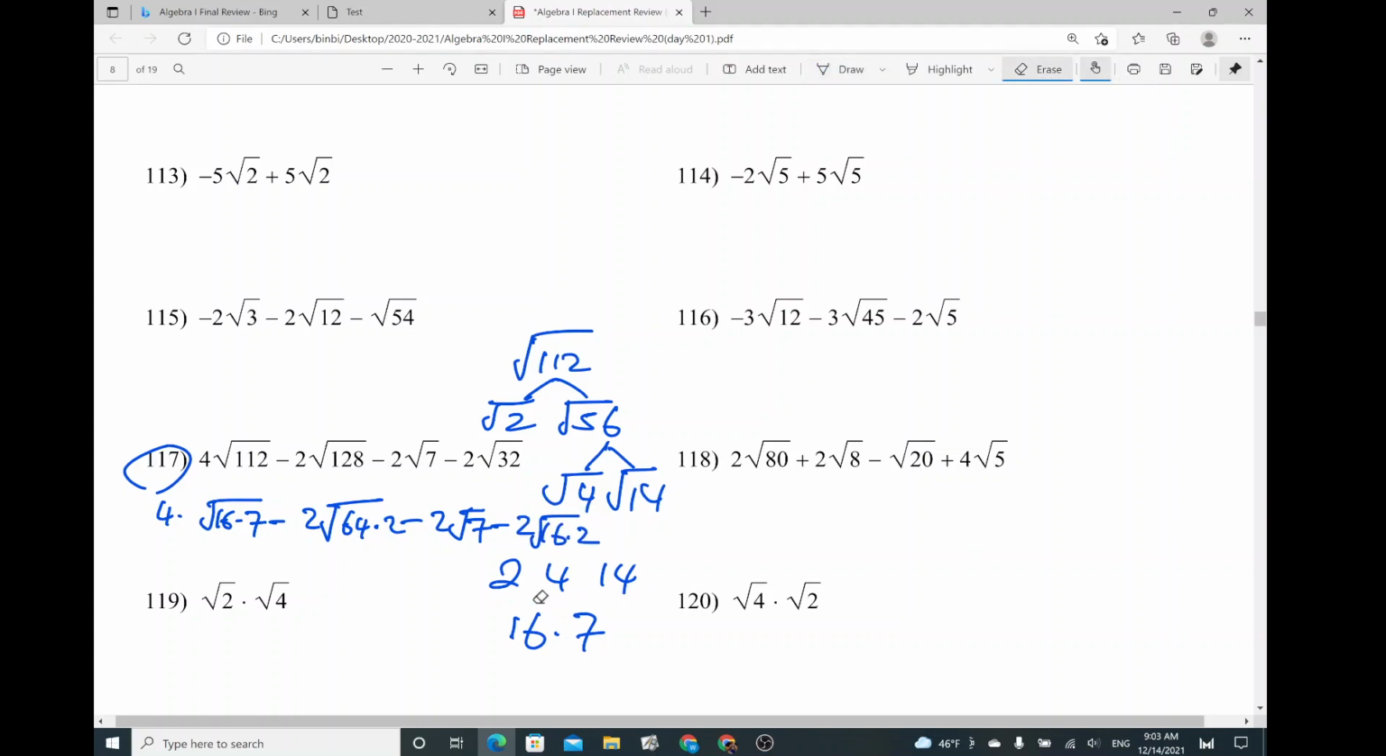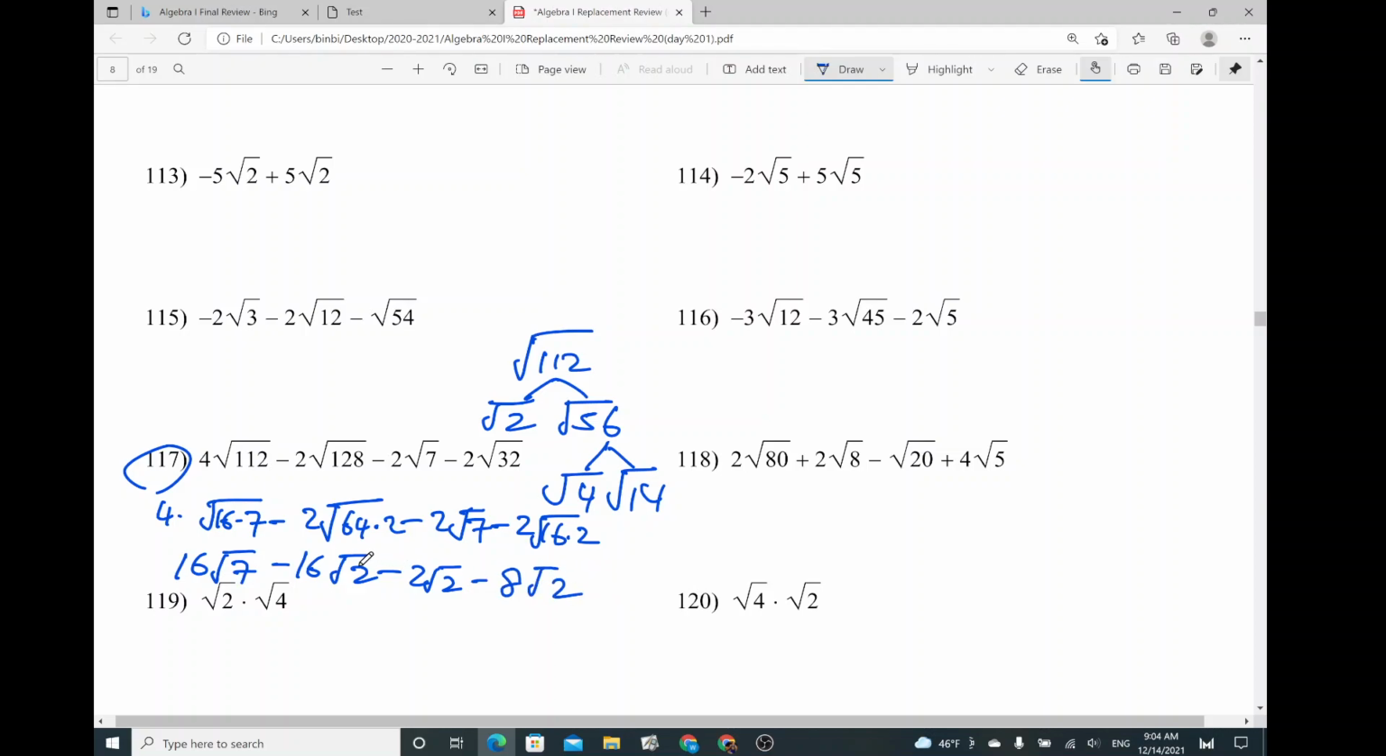Okay, so I just want to get more space here. So let me get rid of that factor form right here. So now one thing at a time. So root 16, that's 4. 4 times 4, 16. So 16 root 7 minus root 64, 8. 8 times 2, 16 times root 2. Minus 2 root 7 minus 2 times root 16, that's 4. 4 times 2, 8, 8 root 2.